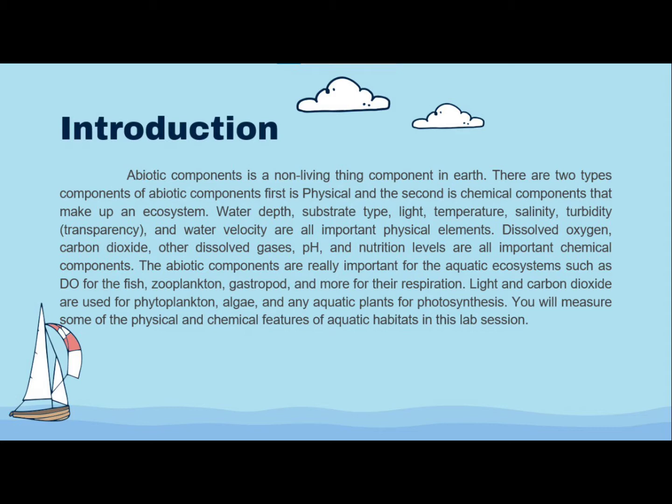The abiotic components are really important for the aquatic ecosystem, such as dissolved oxygen for the fish, zooplankton, gastropods, and more for their respiration. And light and carbon dioxide are used by phytoplankton, algae, and any aquatic plants for photosynthesis. So, in this lab, we will measure some of the physical and chemical components in the aquatic habitat for two places.